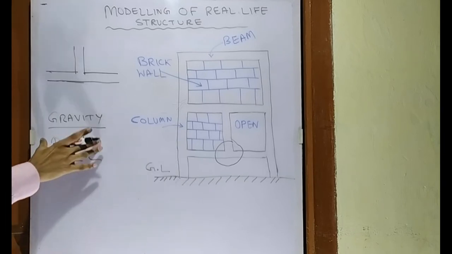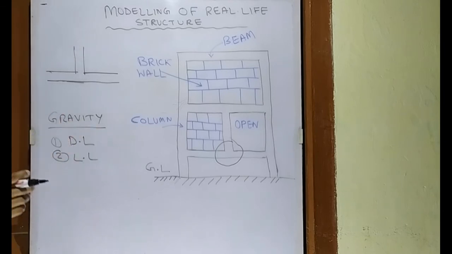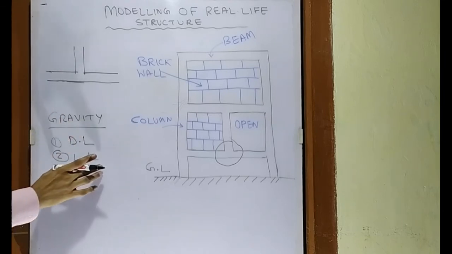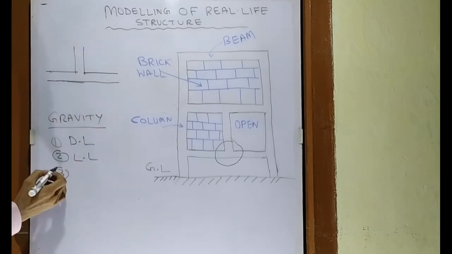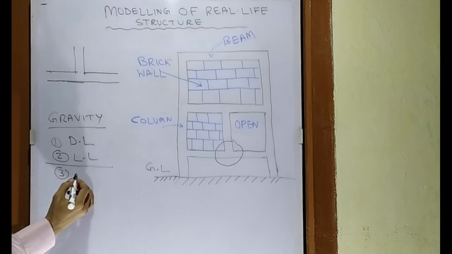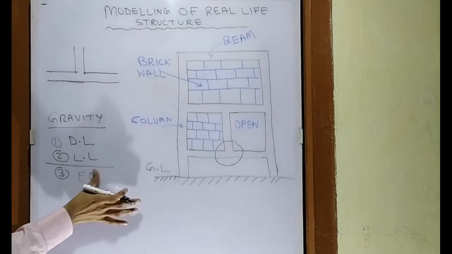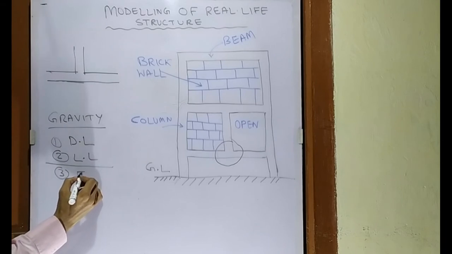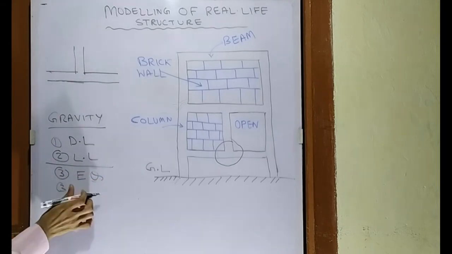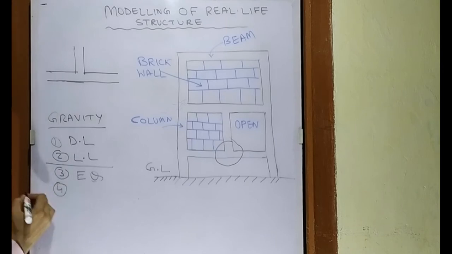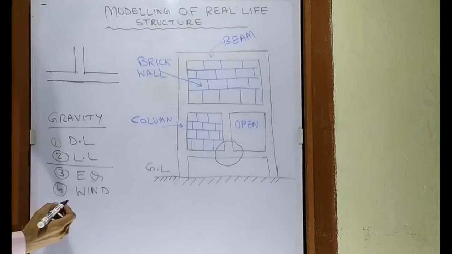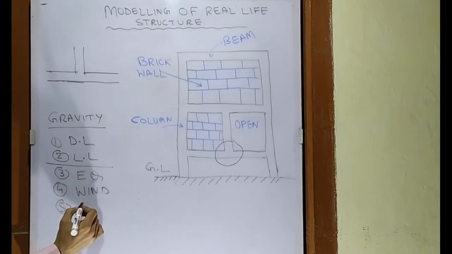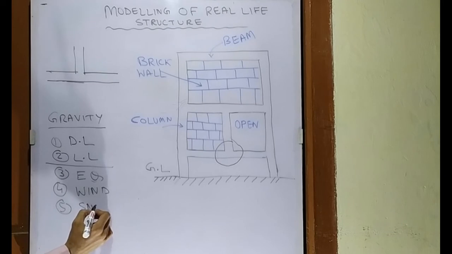So these are the main important types of loading which we consider for designing. There are many other loadings. These are the gravity loads, and there is another type of loading which is lateral load, like earthquake load, and there may be wind loading. And in countries where there is snowfall, there may be snow loading.